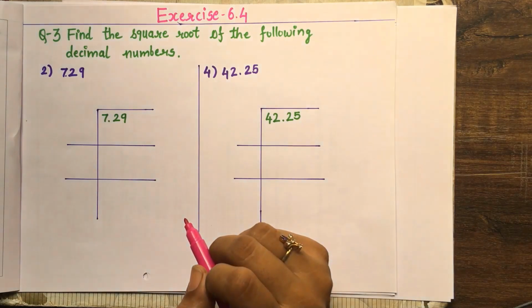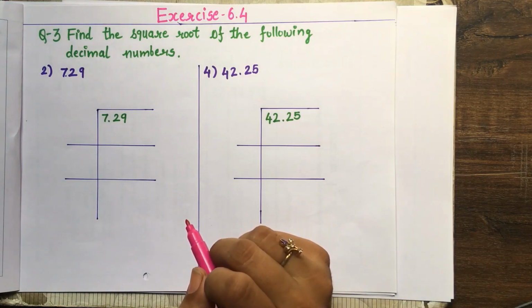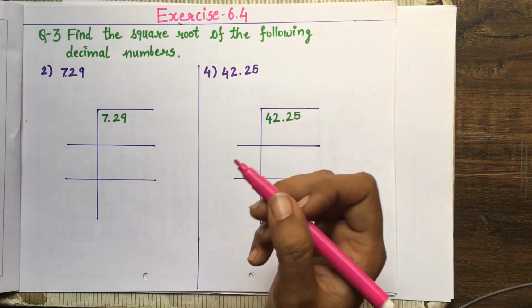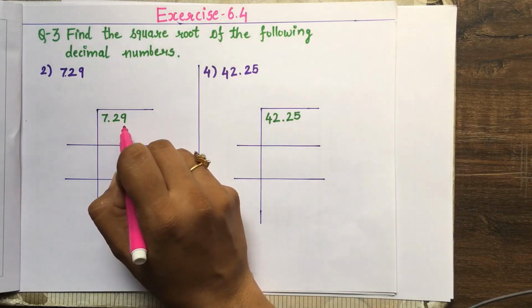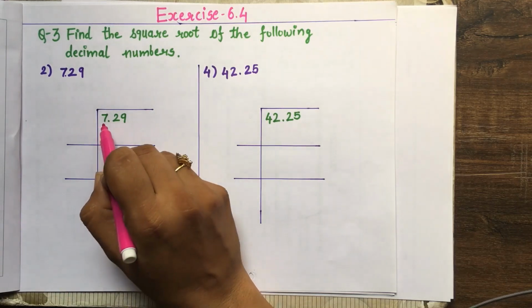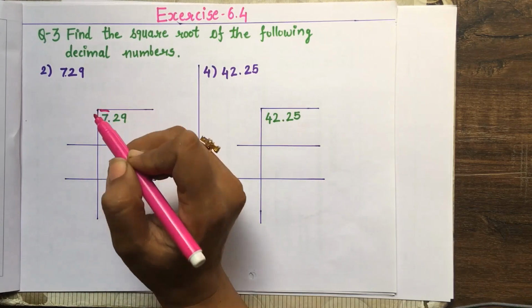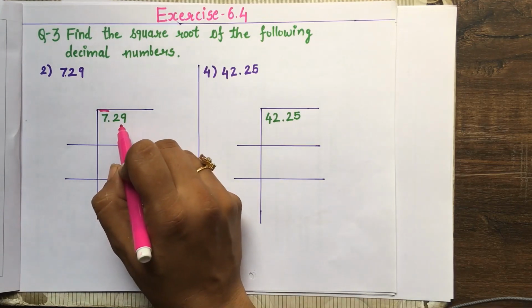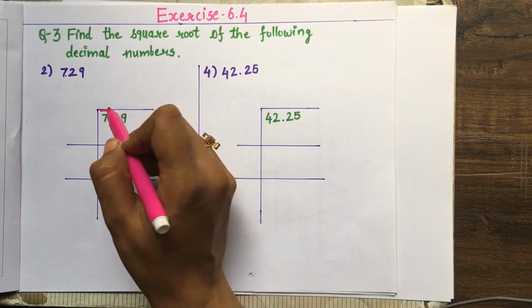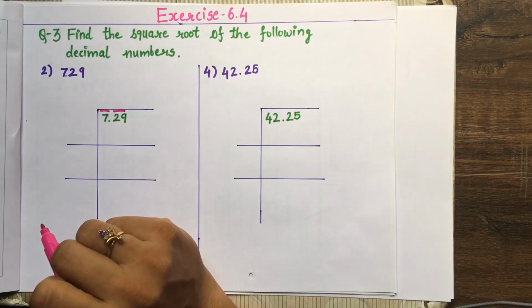Same as we have done in the previous question, first we will group the digits, but in the case of decimal numbers, what you have to take care of is that a decimal number has two parts. One is the whole part and the other is the decimal part. For the whole part, when you are grouping, you have to start from the right-hand side as we have done in whole numbers, and for the decimal part, you will start from the left-hand side. So here the group will be 29.